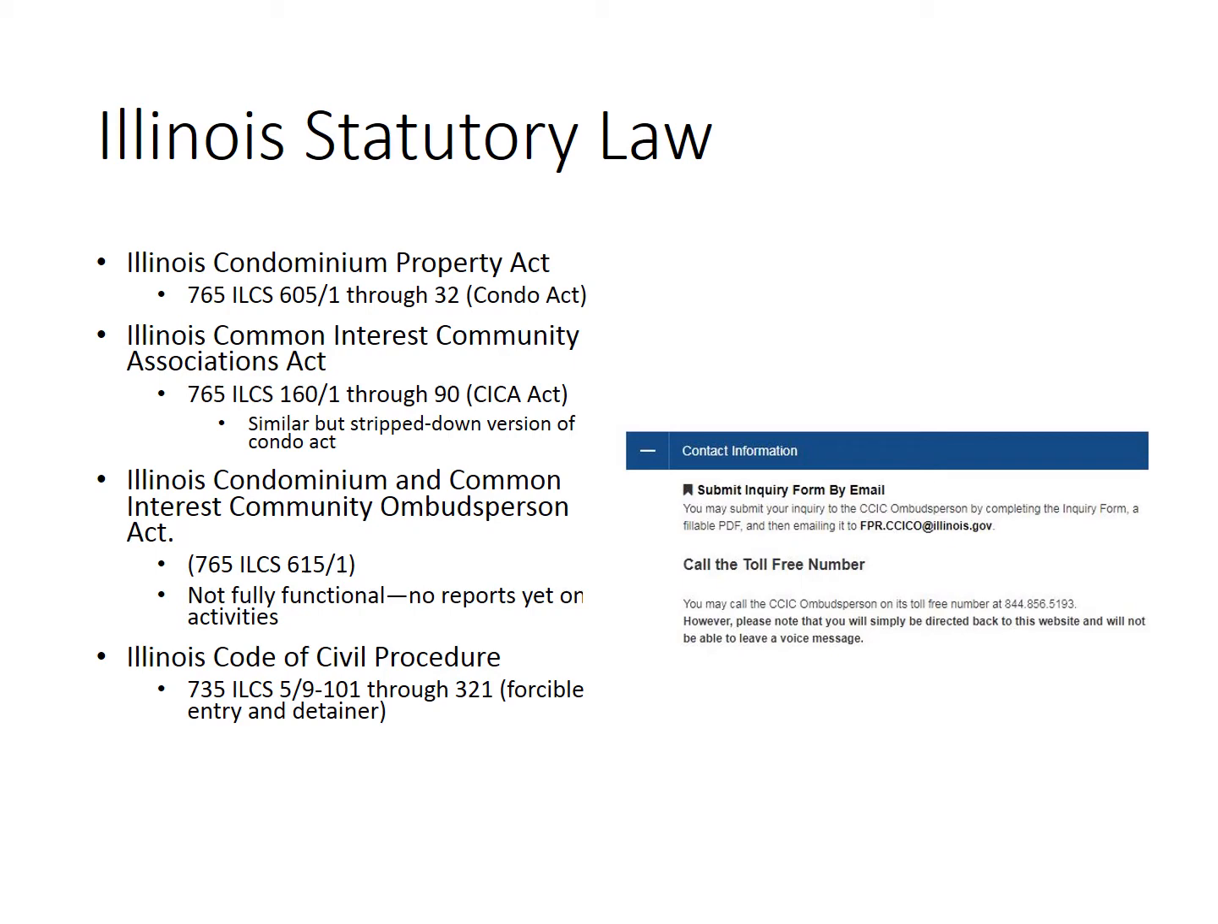The Illinois Code of Civil Procedure sections pertain to forcible entry and detainer. As I said in a previous presentation, in Illinois, condo associations and HOAs can collect overdue assessments using the landlord-tenant provisions of forcible entry and detainer, which is much faster than foreclosure. Associations can still use foreclosure, but they don't have to. They have an alternative approach, so that's what that's about. We're going to make some reference to that as well.